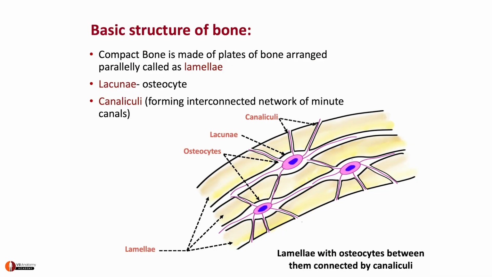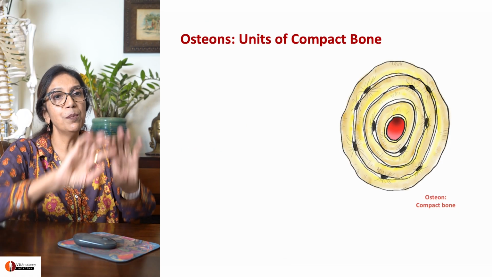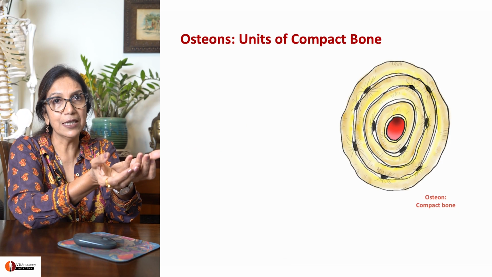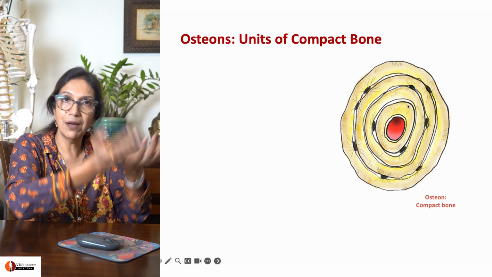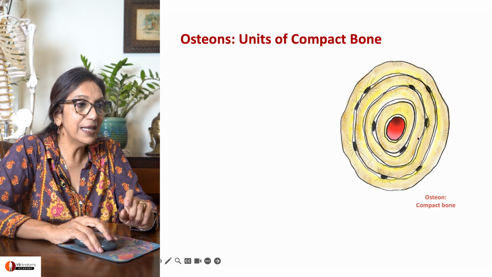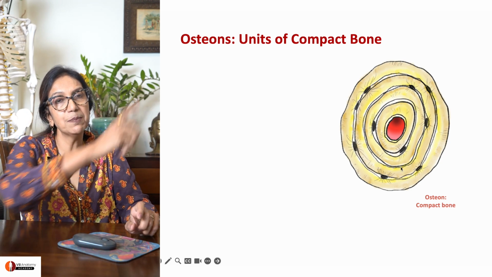Okay? Right. So now you've got a basic idea that bone is in a lamellar form. Supposing you were to bend these lamellae to form a circle, right? You've got one lamella, second lamella, third. They're all arranged in the form of a circle, in the center of which a blood vessel is passing.